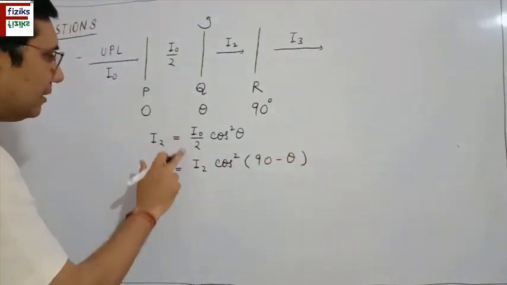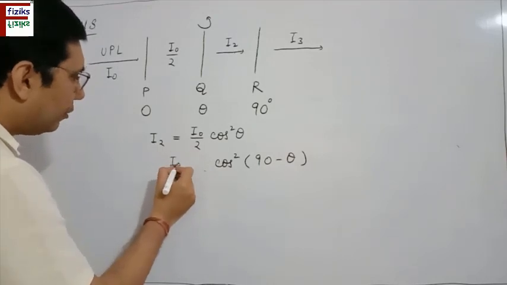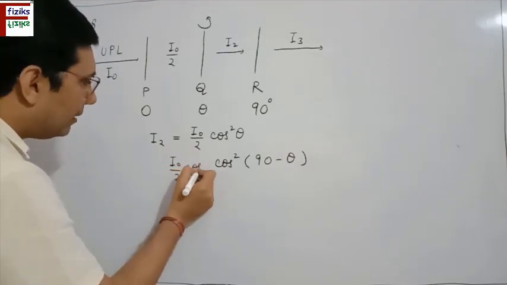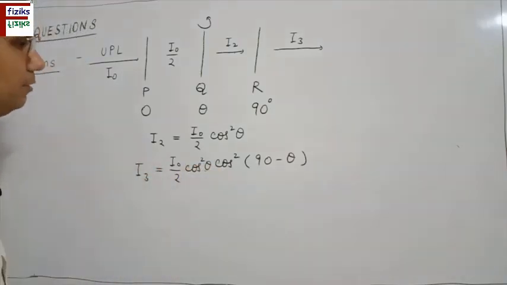Now substitute this value of I2 here. So this will become I naught by 2 cos square theta, and this will be equal to I3. So this will be the expression of I3.